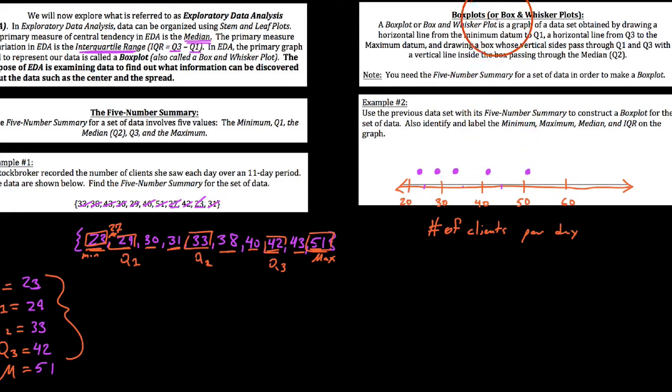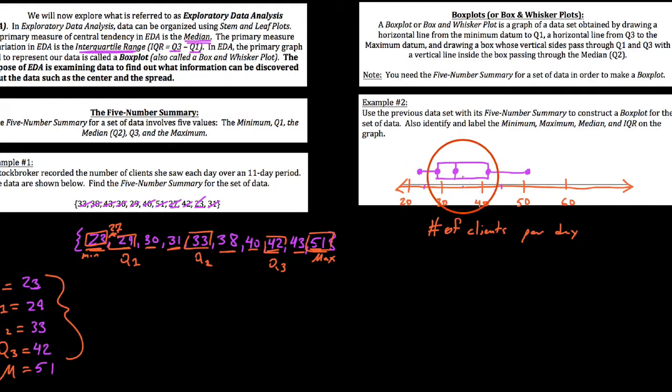Where we get the name box and whisker plot is essentially this. We draw a horizontal line from the minimum datum to Q1. So our minimum is here, and Q1 is there. We're also going to draw a horizontal line from Q3 to the maximum datum, and these are what we call our whiskers. As far as the box goes, we draw a box whose vertical sides pass through Q1 and Q3. So we have a box in the middle. The sides of this box are vertical and pass through Q1 and Q3, and we just connect these here. So here's our box, and then we always put a line through this right here.